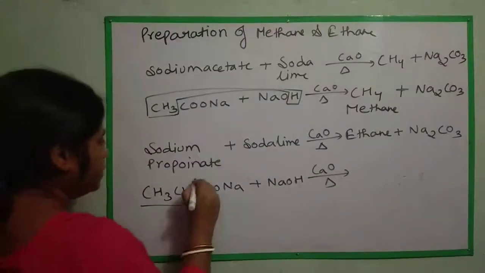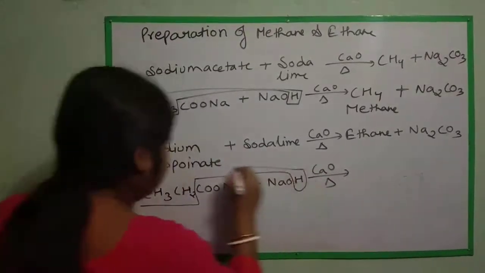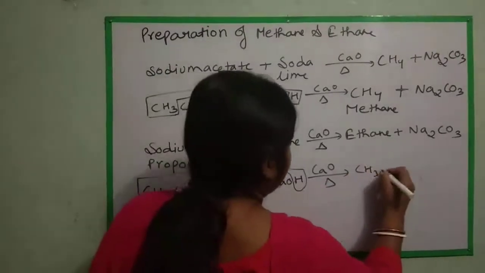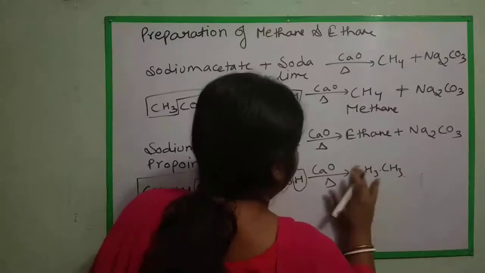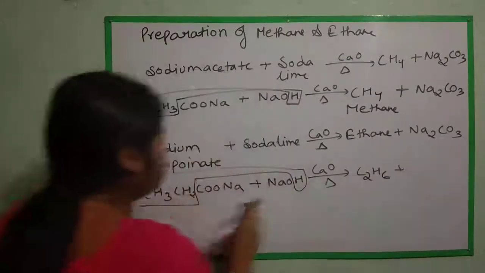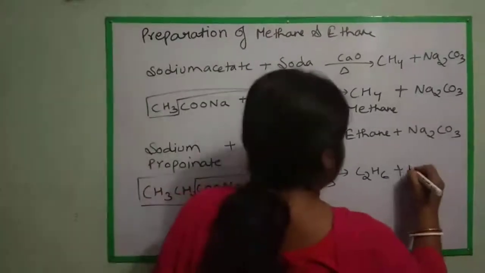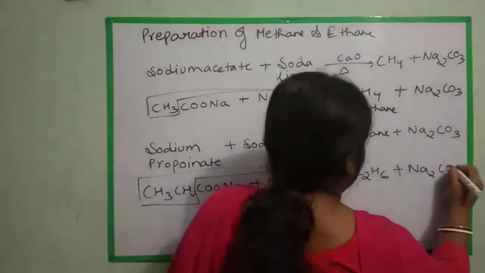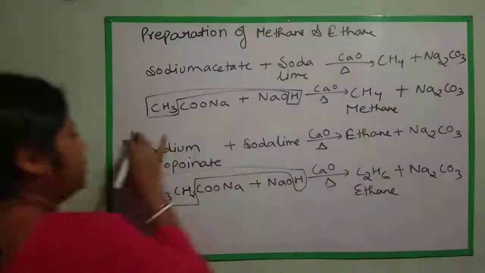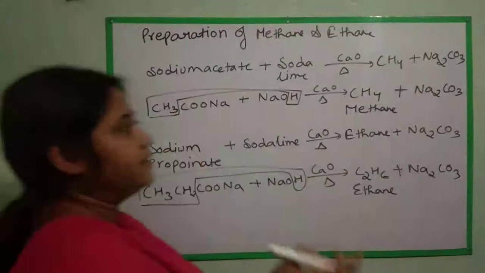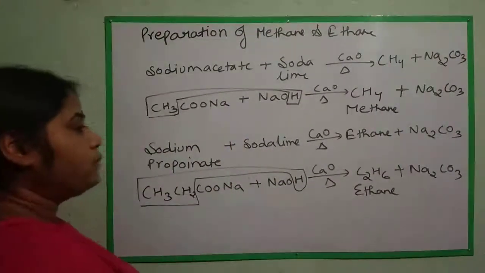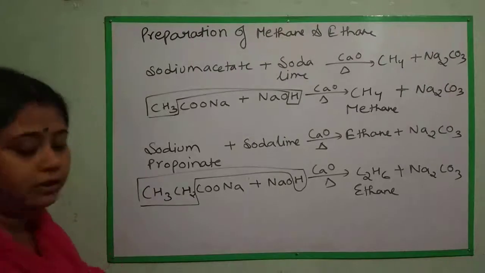From here, this H combines, it forms CH3CH3, or we can write it C2H6, and the rest join to form Na2CO3. This is ethane. Sodium acetate is used as a lab preparation of methane and sodium propionate is used as a lab preparation of ethane. Now we will go for the general methods.